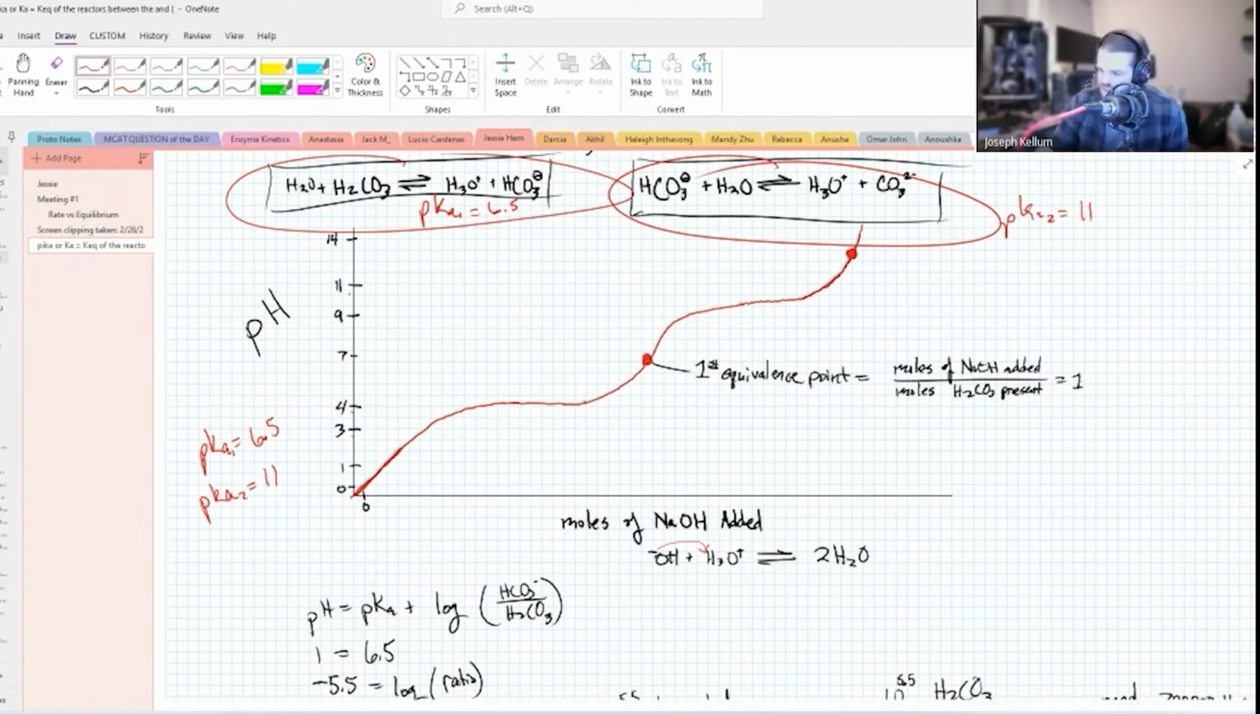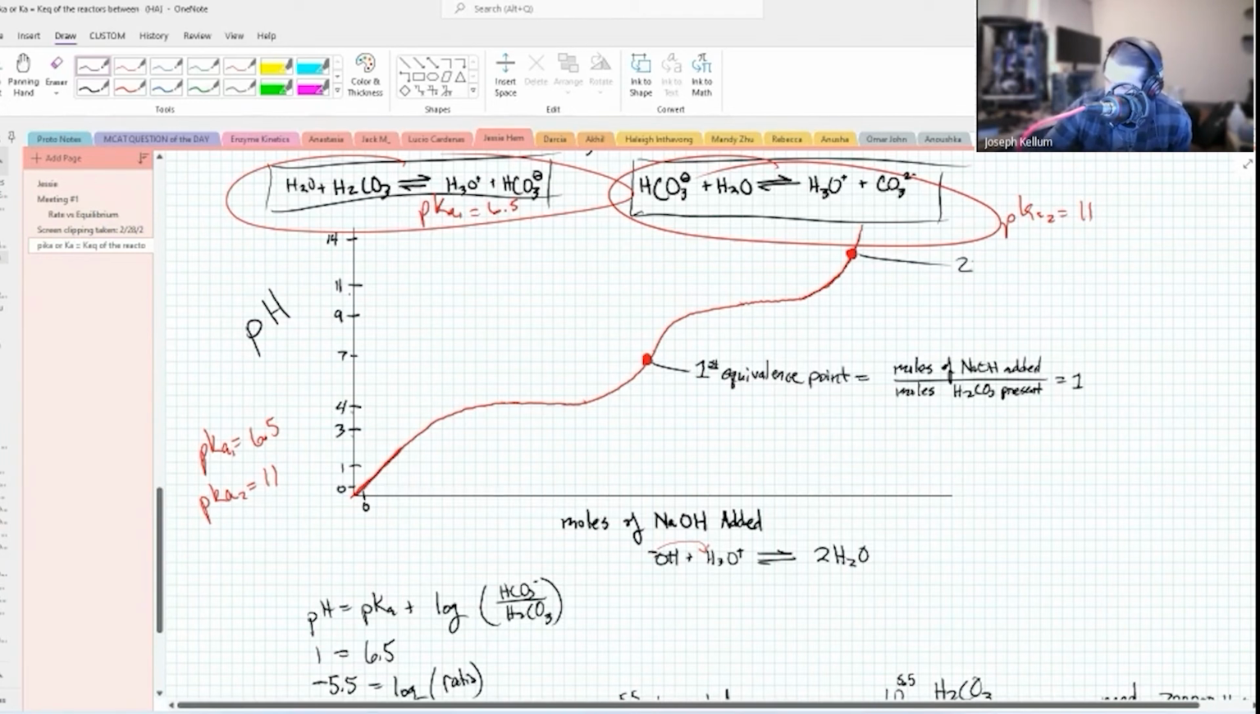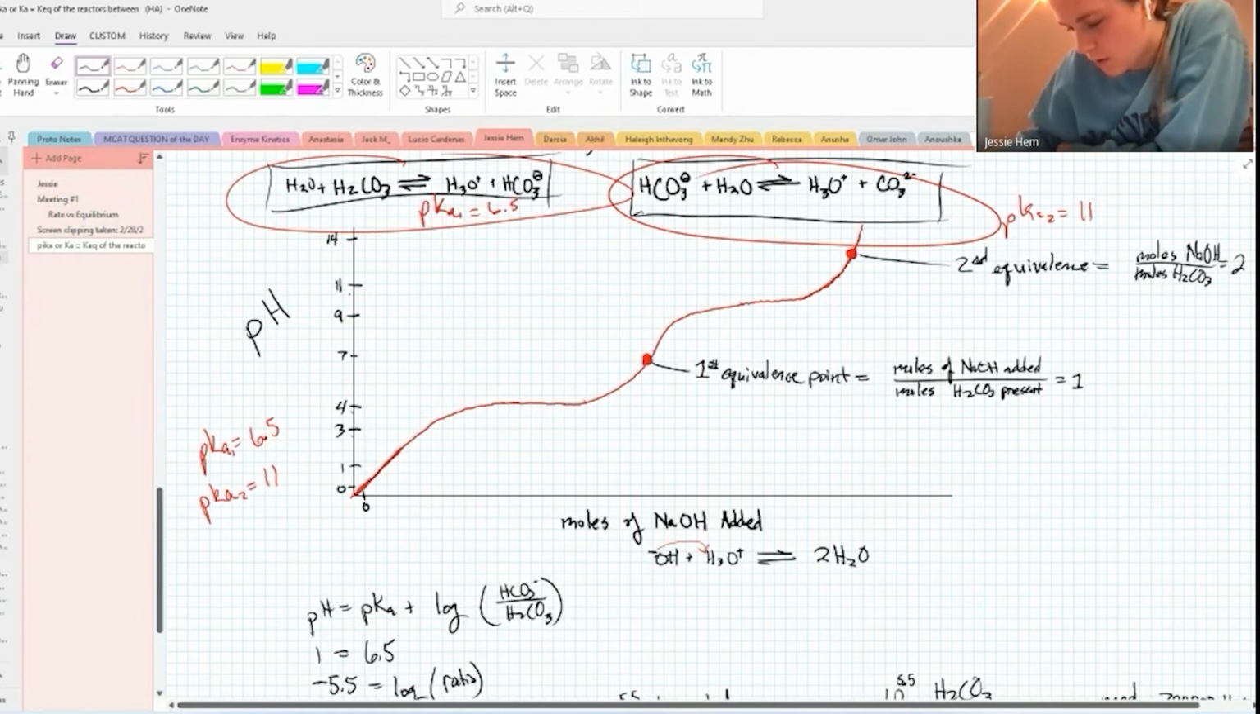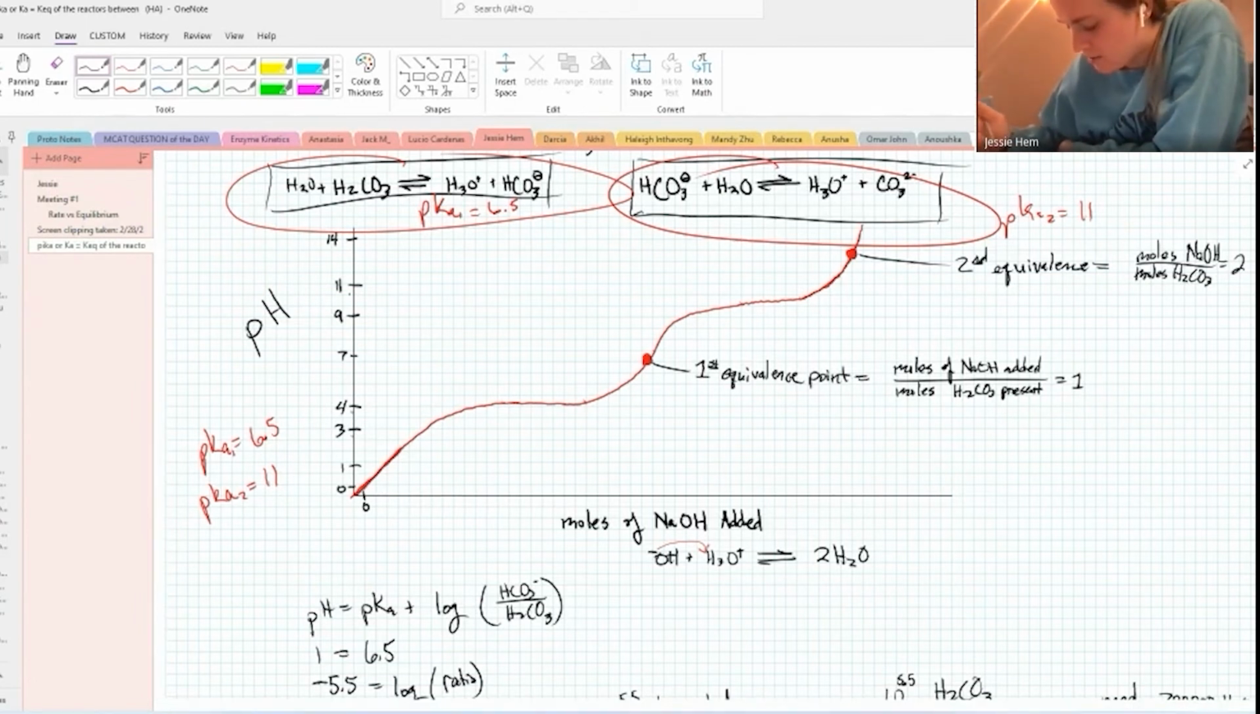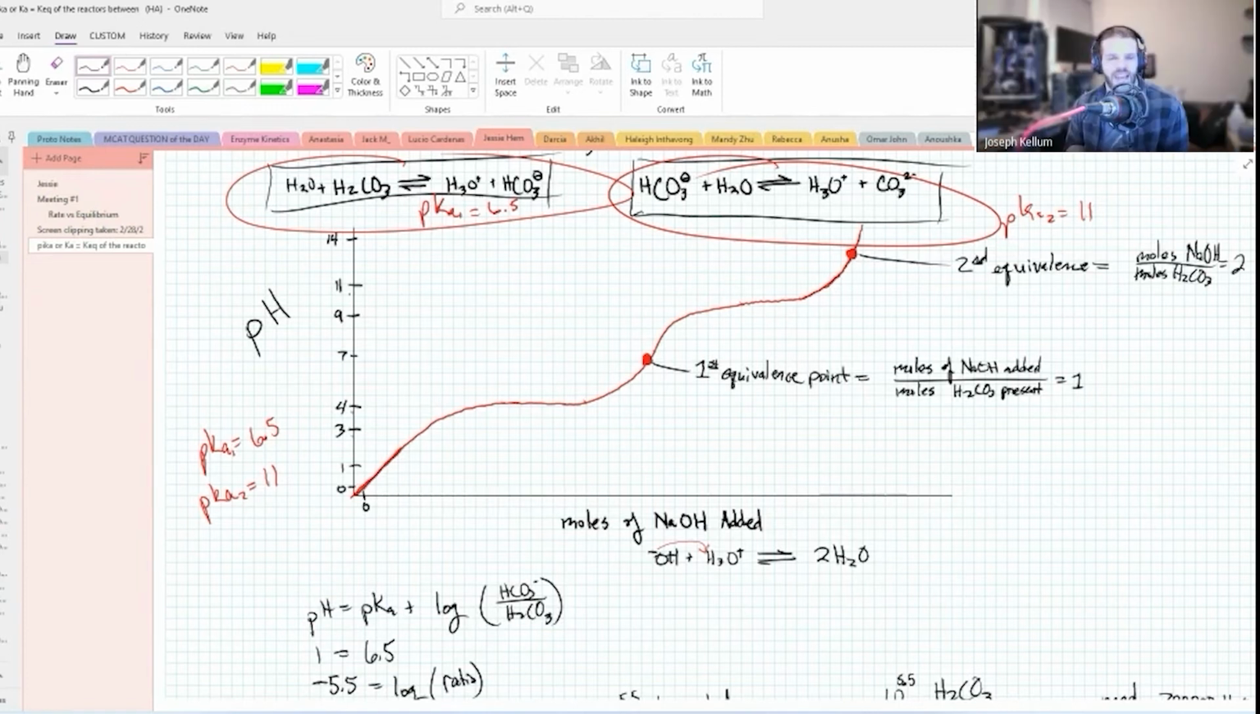Got it. Yeah, and so then the same thing would happen over here at the second equivalence point. You could say it equals 2, or you could just say there's a 1-to-1 as well with moles. I guess you'd have to say it equals NaOH divided by the moles of H2CO3 you had originally is equal to 2. You see what I'm saying? Or you could say it equals 1 if you're going off of HCO3. Yeah, exactly, precisely. I just wanted to make sure that wasn't a point of confusion for you.